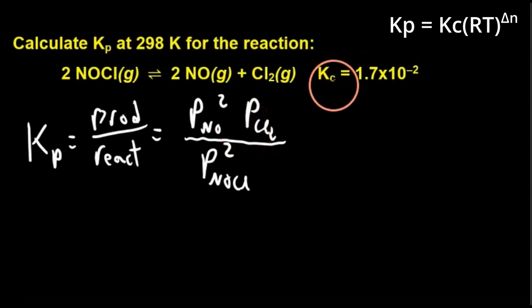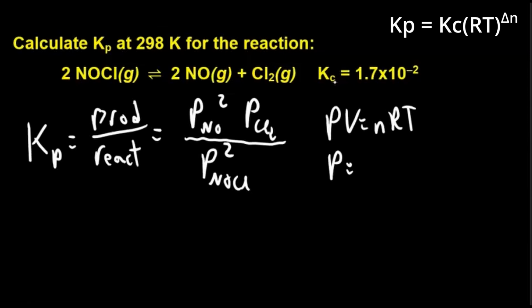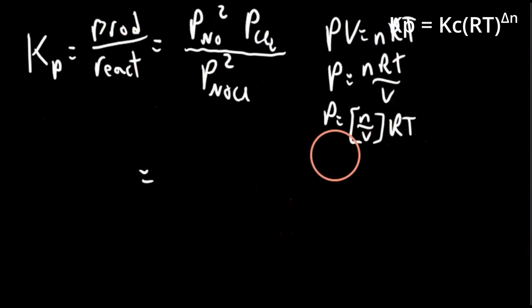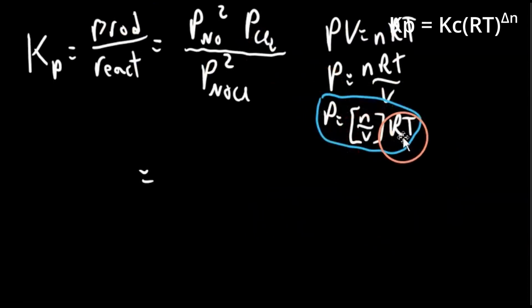Now, how do we get to Kc? Well, we use the ideal gas law that says that PV equals nRT, and we can solve for the pressure. Pressure equals nRT over V, and this n over V is our concentration, right? I'll just say n over V because this is molarity, moles over liters, times RT. So we're going to plug that in to here. So every pressure is now n over V times RT.